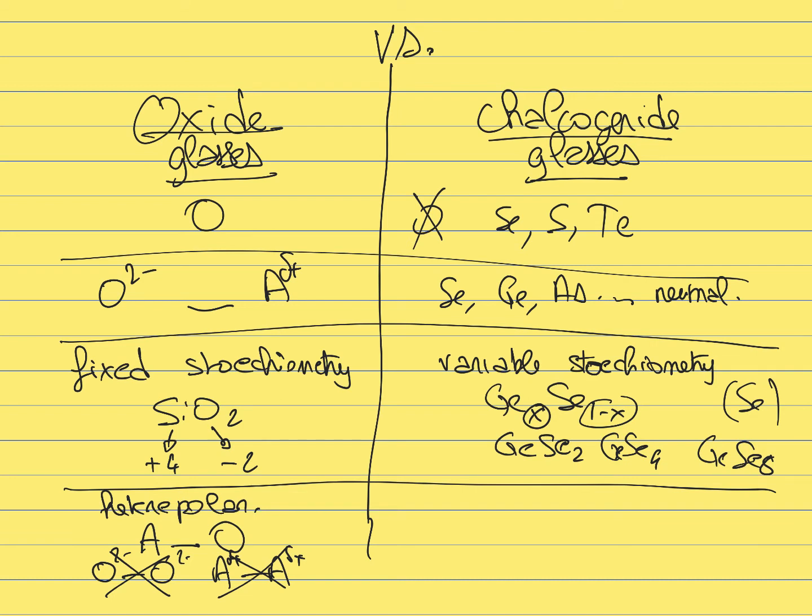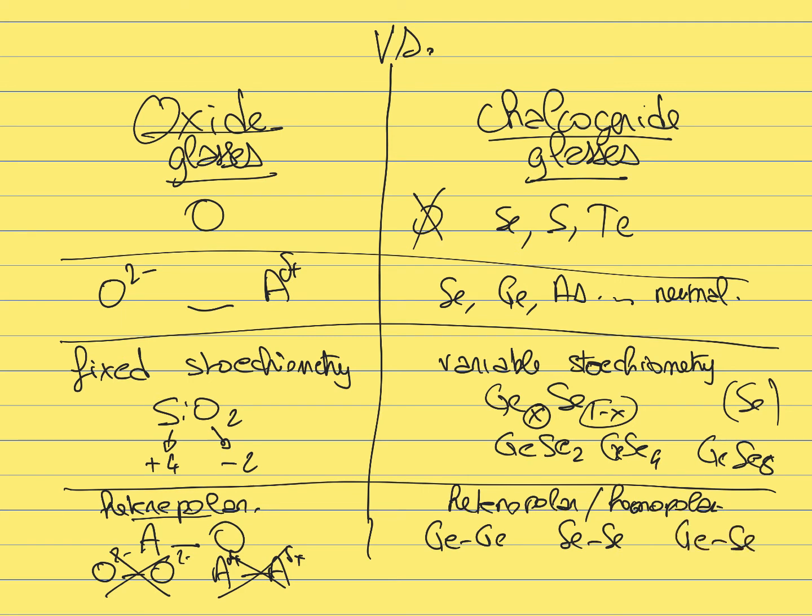So in this case, all the bonds will be heteropolar, where a cation is necessarily connected to only oxygen, and oxygen are necessarily only connected to cations. In chalcogenides, you don't have such a requirement. You can have either heteropolar or homopolar bonds. You can have both cases here because there is no requirement. So you can have, for example, some germanium-germanium bonds, or some selenium-selenium bonds, or some germanium-selenium bonds.